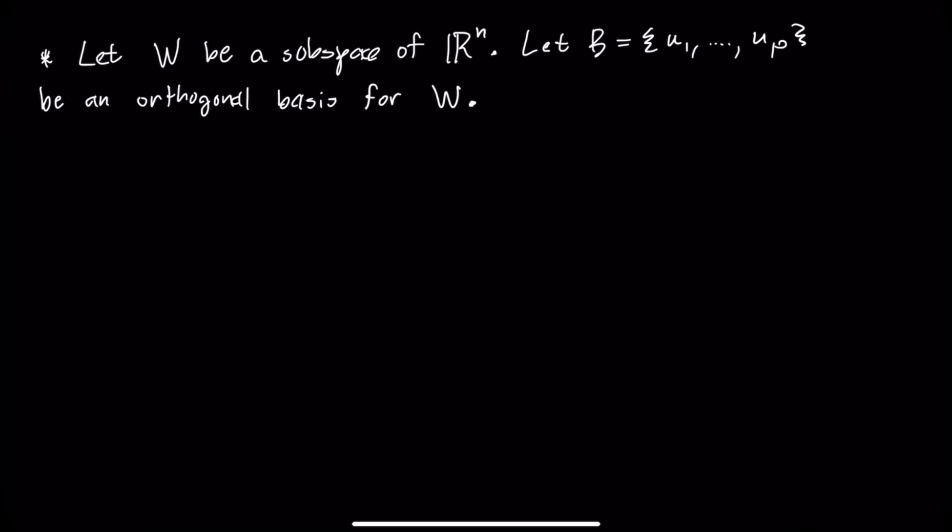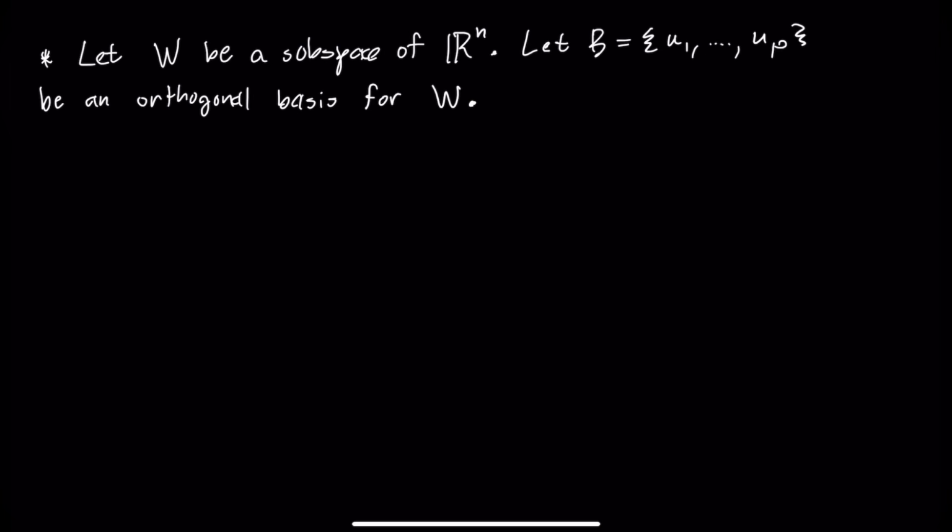Today we'll be finding a general formula for the Gram-Schmidt process. To start off, we will start with this first result. Let W be a subspace of Rn and let B equal a set containing U1 through UP be an orthogonal basis for W.